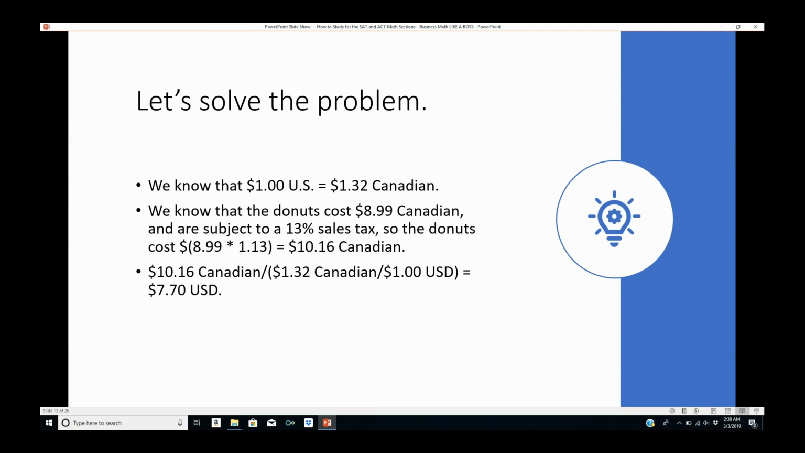Let's solve the problem. We know that $1 US is equal to $1.32 Canadian. We also know that the donuts cost $8.99 Canadian and are subject to a 13% sales tax, so the donuts cost $8.99 times 1.13, which is $10.16 Canadian. $10.16 Canadian divided by the conversion factor, or exchange rate, of 1.32 Canadian over $1 USD equals $7.70 USD, US dollars.